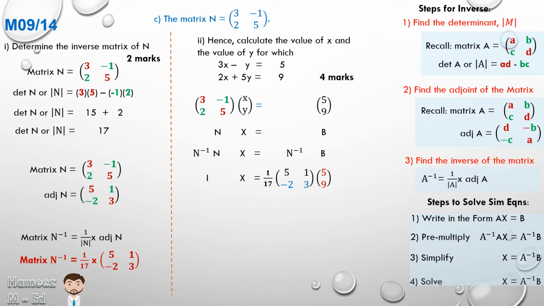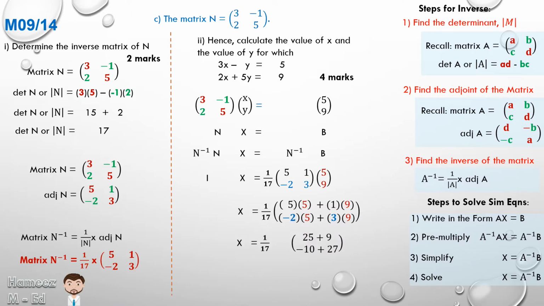So IX is the same as writing X is equal to 1 over 17, and let's just solve this multiplication. 5 by 5 plus 1 by 9, minus 2 by 5 plus 3 by 9. And we can simplify. X is equal to 1 over 17 by 5 5s are 25 plus 1 9 is 9, and minus 2 by 5 is minus 10 plus 3 9s are 27. And we can simplify further. X is equal to 1 over 17 by 25 plus 9 is 34, minus 10 plus 27 is 17.